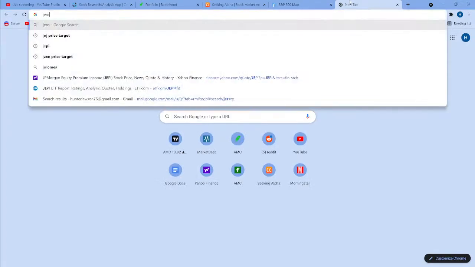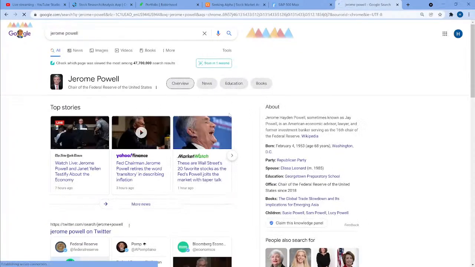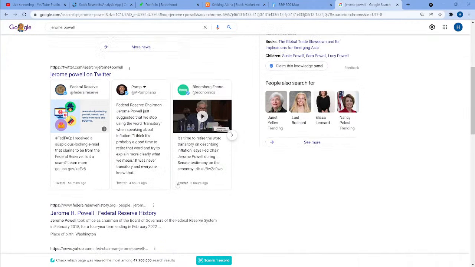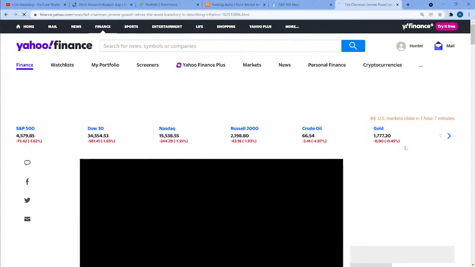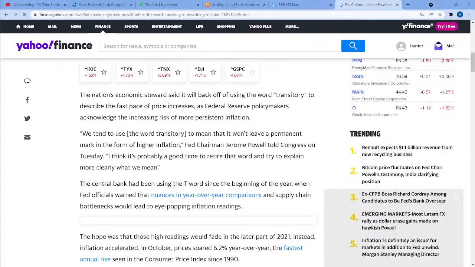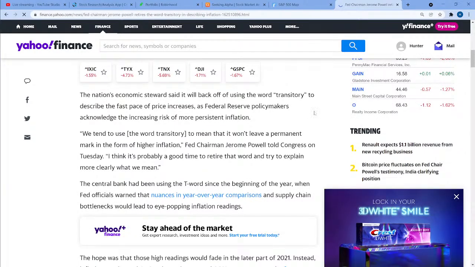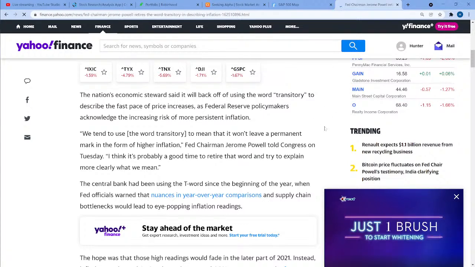We'll talk about what Jerome Powell said today. Wanted to speed up tapering. So that's pretty big. We'll see right here. Retires the word transitory when it comes to describing inflation. Nation's economic steward said it will take back off the use of the word transitory to describe the fast pace of price increases.